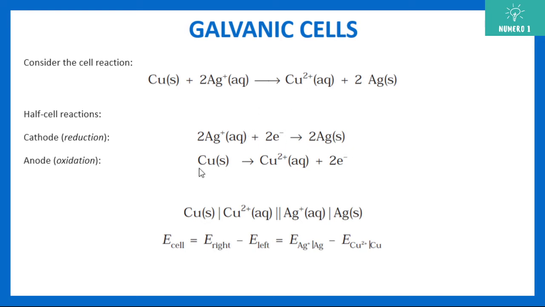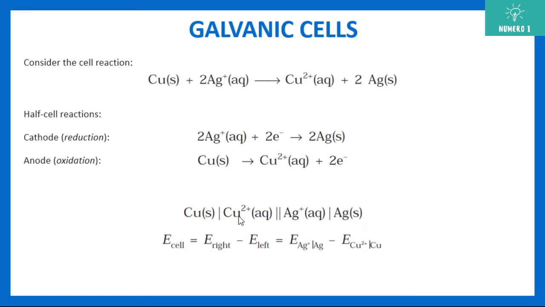Now, how to represent this cell? Very simple. First of all, you have to remember ABC. So anode should be on the left hand side. You can see anode is on the left hand side. So copper solid is getting converted into Cu2+. Now, then there is the salt bridge. Ag+ is getting converted into Ag solid. So Ag+ aqueous is getting converted into Ag.